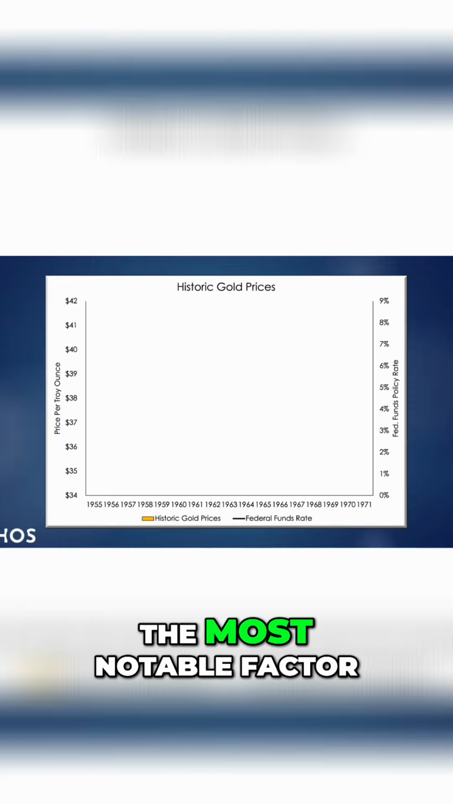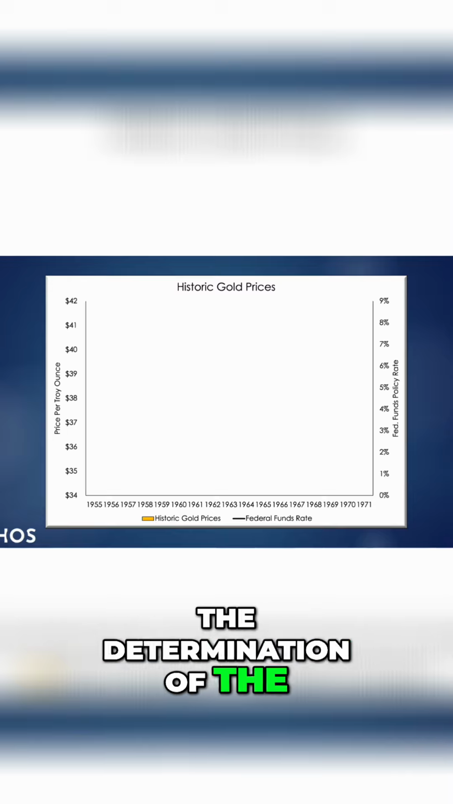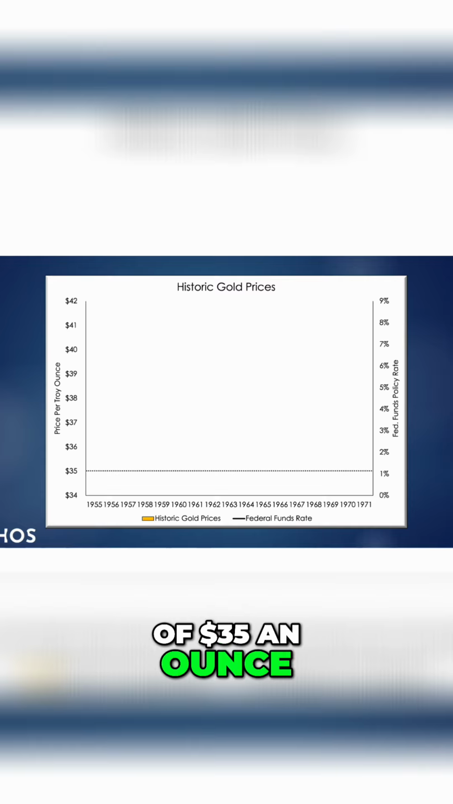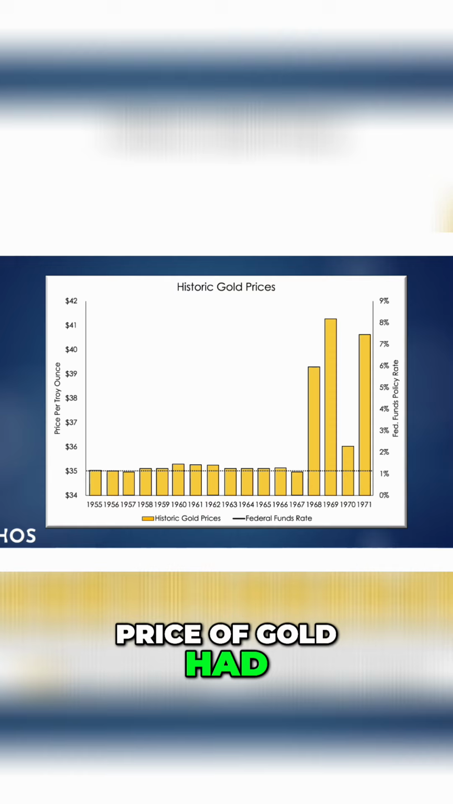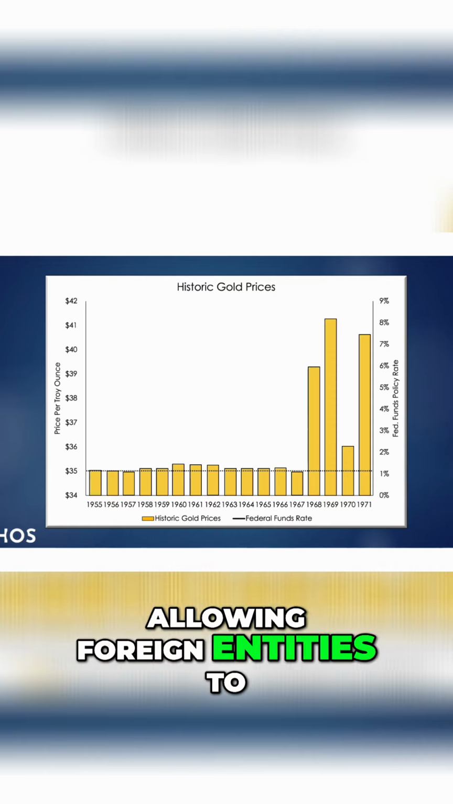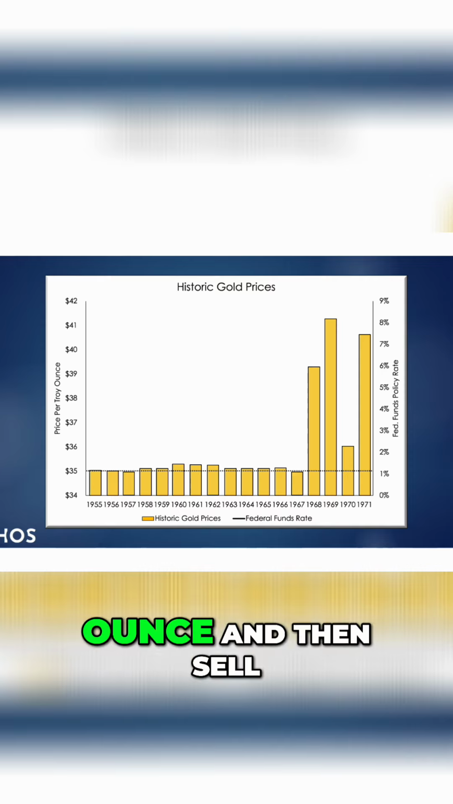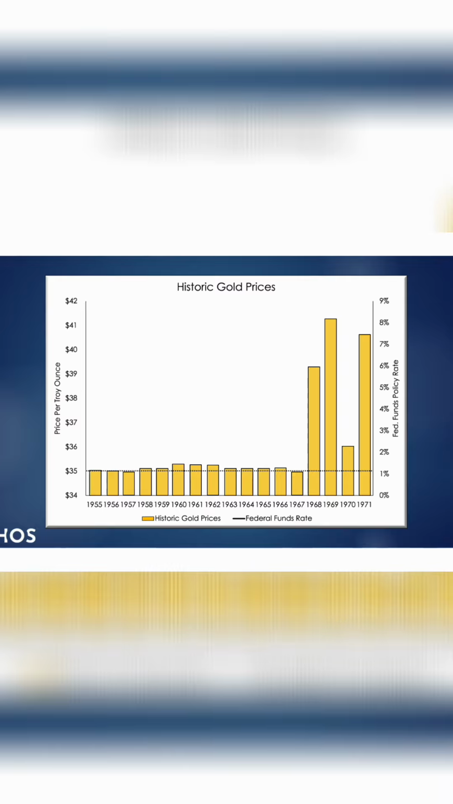Instead, the most notable factor in the 1960s was the determination of the United States to defend the dying Bretton Woods-era gold standard of $35 an ounce, even as the market price of gold had increased to a level above that, allowing foreign entities to redeem their dollars for gold at $35 an ounce and then sell it at a higher price in foreign markets.